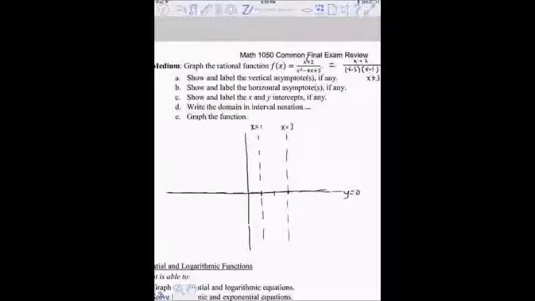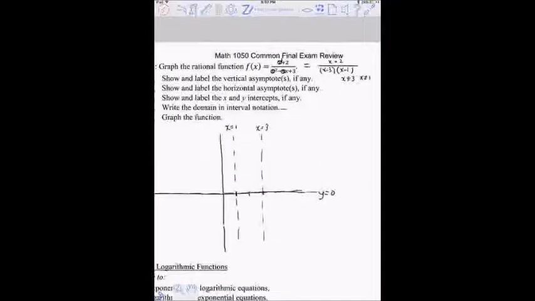Remember, to find a y-intercept, you let all of the x's equal 0. So that would leave you with a point 0, 2/3 for the y-intercept. Zero, 2/3 is about right there.